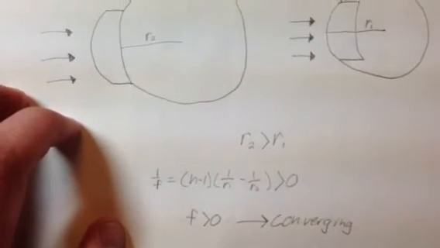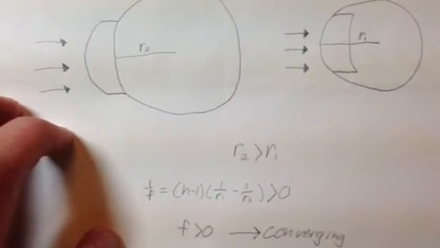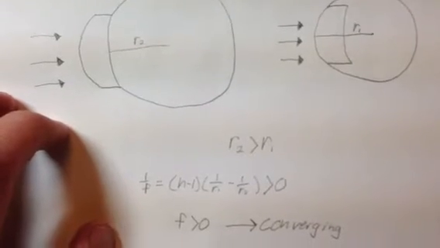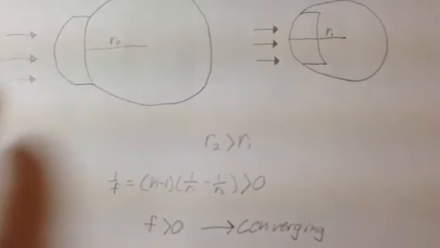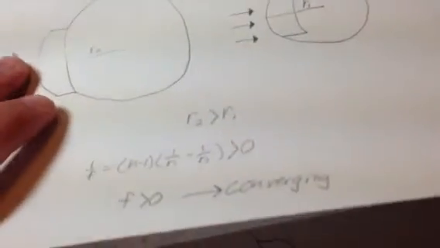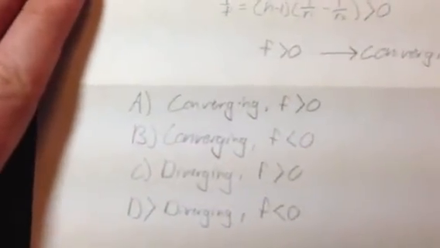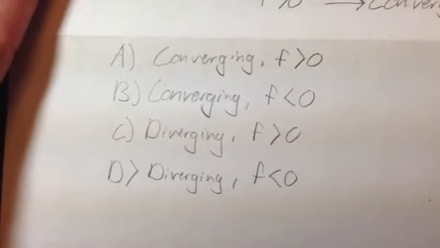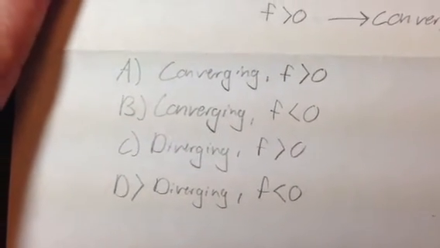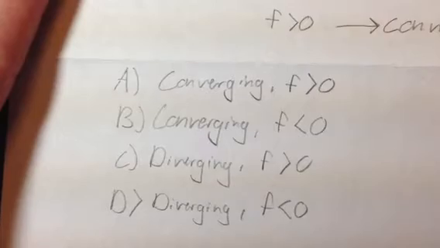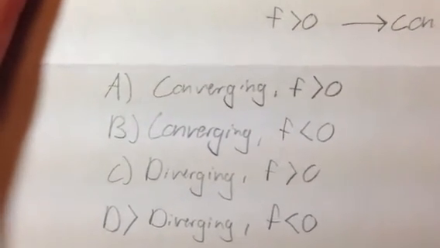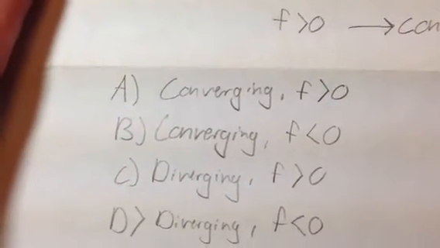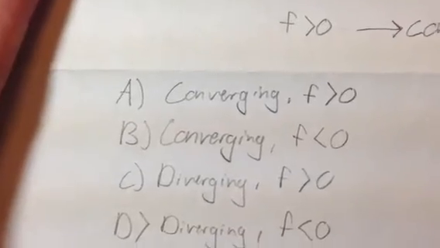So once you know that f is greater than 0, and you know that is converging. So you know your lens is a converging lens. So then you can look at your answer choices here, and you can go ahead and cross out B and D because you know f is greater than 0, and then you know from previous knowledge that if f is greater than 0, your lens is converging. So you know your answer is A.